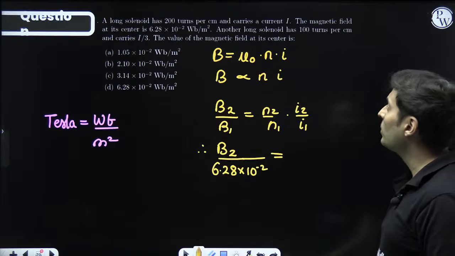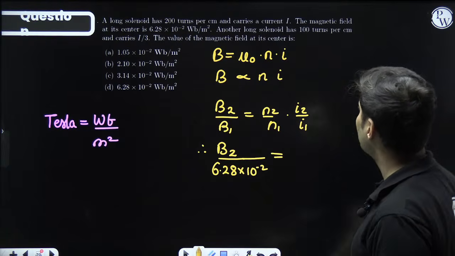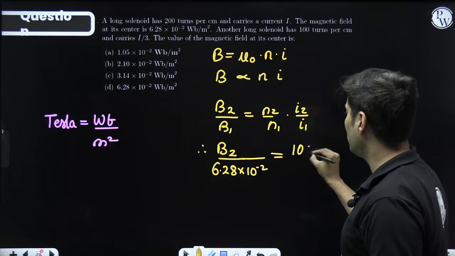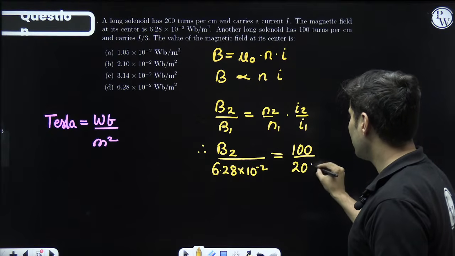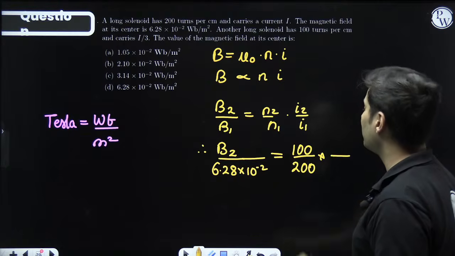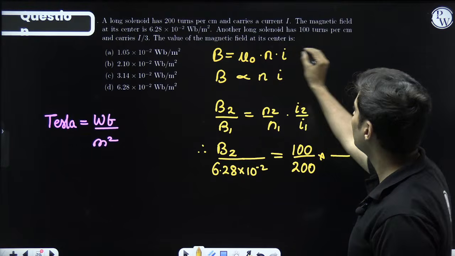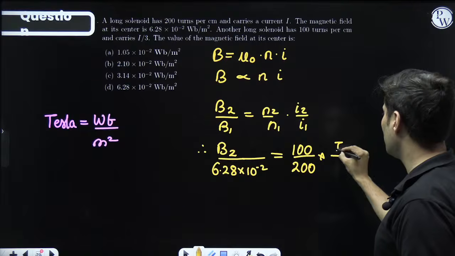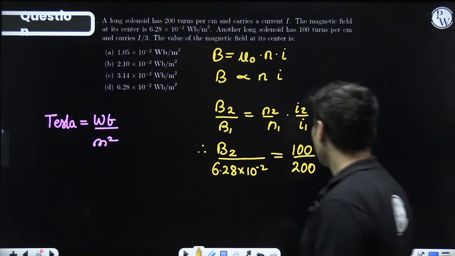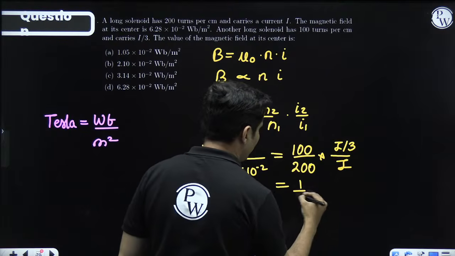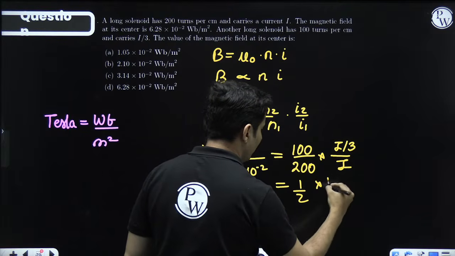N2 by N1. What is N2? Number of turns in the second scenario is 100. In the first scenario, my dear friend, it is going to be 200. What is the first current and the second current? The second current is I by 3. So put I by 3. The first current was just I. All right, so this will be 1 by 2. This will be just 1 by 3.